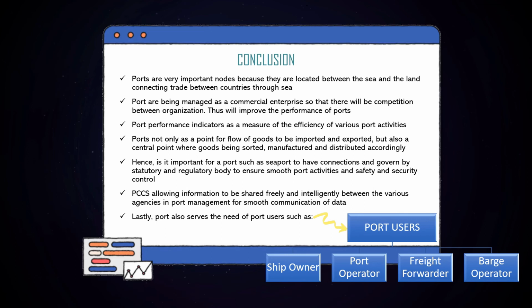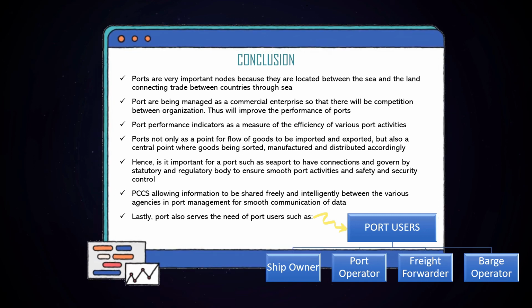In conclusion, ports are very important nodes because they are located between sea and land, connecting trade between countries. Ports are being managed as commercial enterprises so that there will be competition between organizations. This will improve the performance of ports. Port performance indicators are a measure of the efficiency of various port activities. Ports not only act as a point of flow of goods to be imported and exported, but also a central point where goods are sorted, manufactured and distributed accordingly.